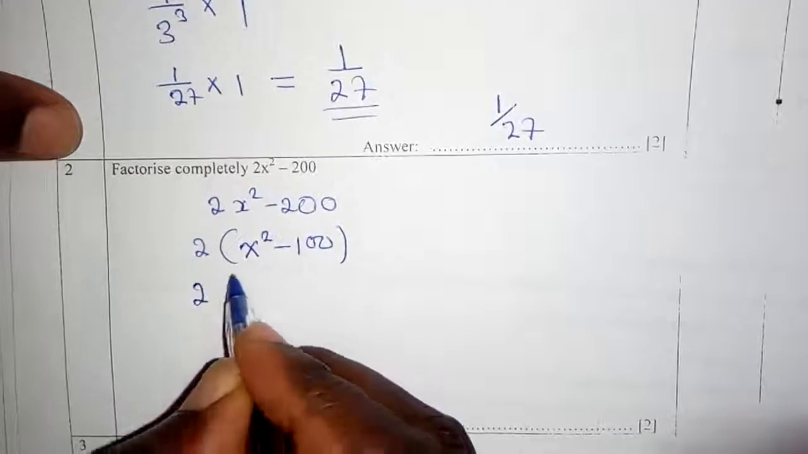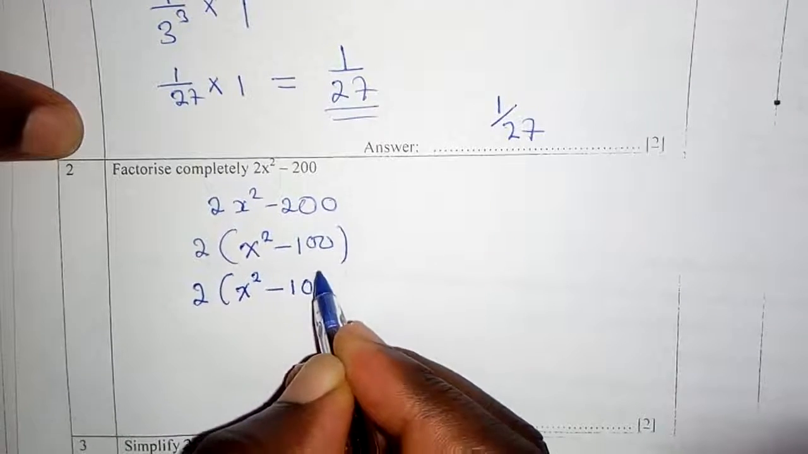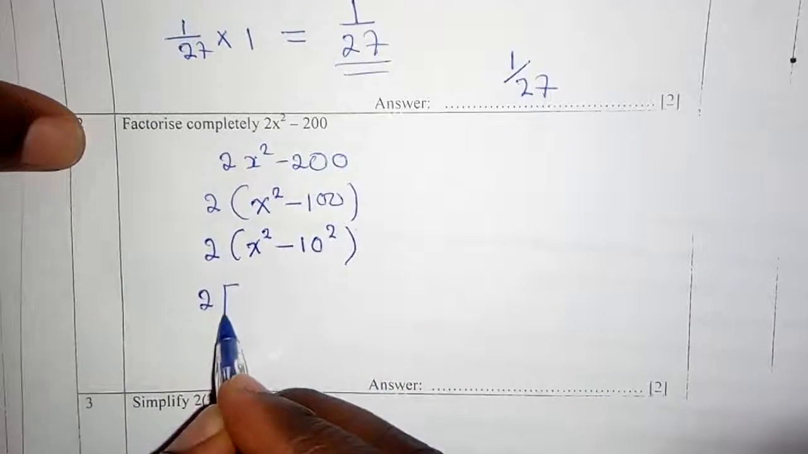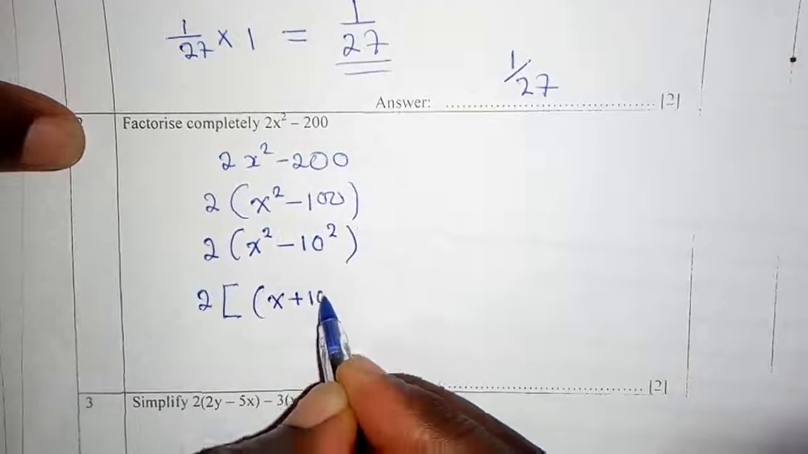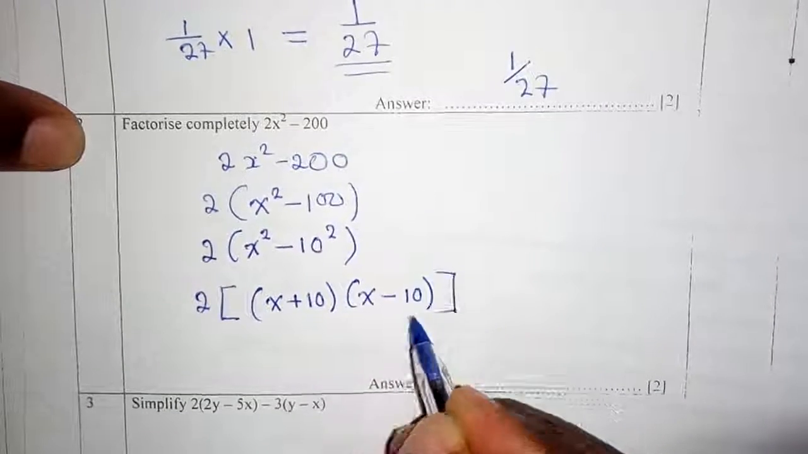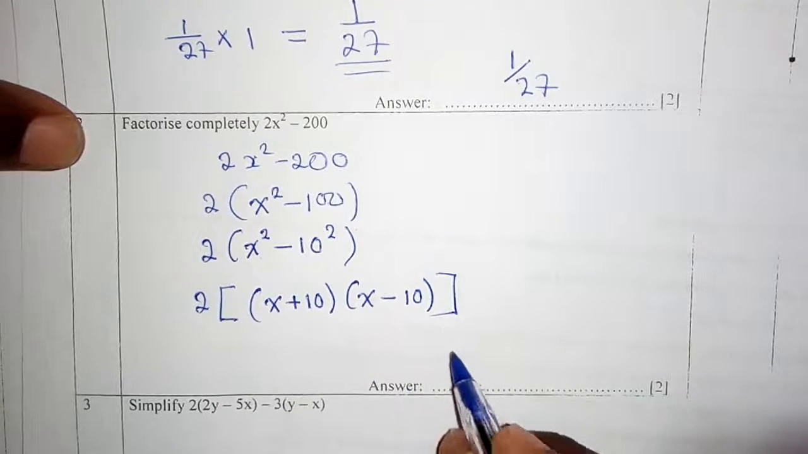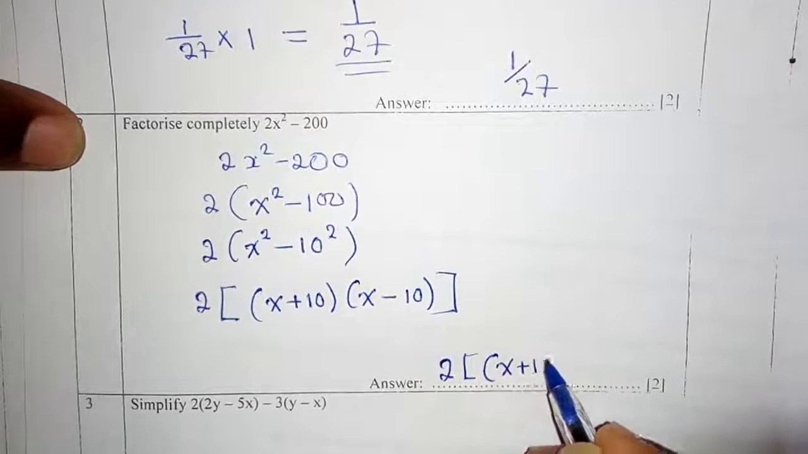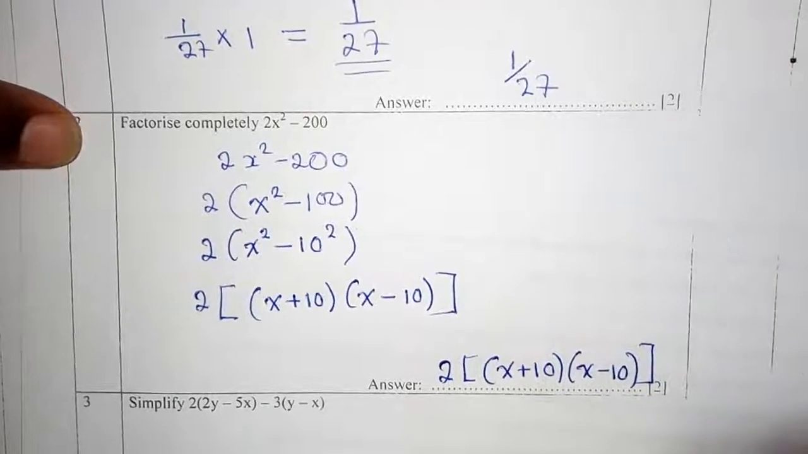Next, we can use what we call difference of 2 squares. So this and this are the same. So we can say 2 open bracket, plus 10. So this will change into this, what is inside here. So our answer is 2 open x plus 10 close open x minus 10. So this is our answer.